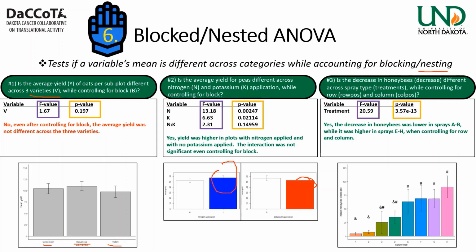And let's plot that. And yeah, it looks like the decrease in honeybees was lower in sprays A and B, so those were significantly different than E through H, which have a different symbol. And then these ones, which have one of each symbol, that means they weren't different from these or different from here. They're kind of in between, but you can't simply separate them into either this group or this group. And you control here for row and column.